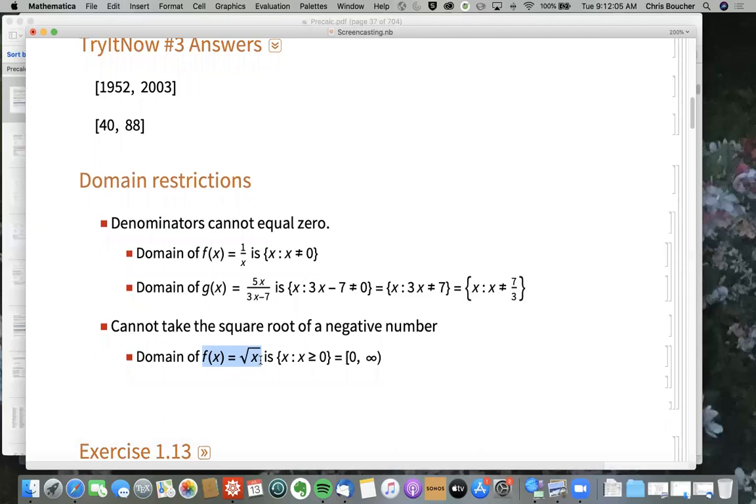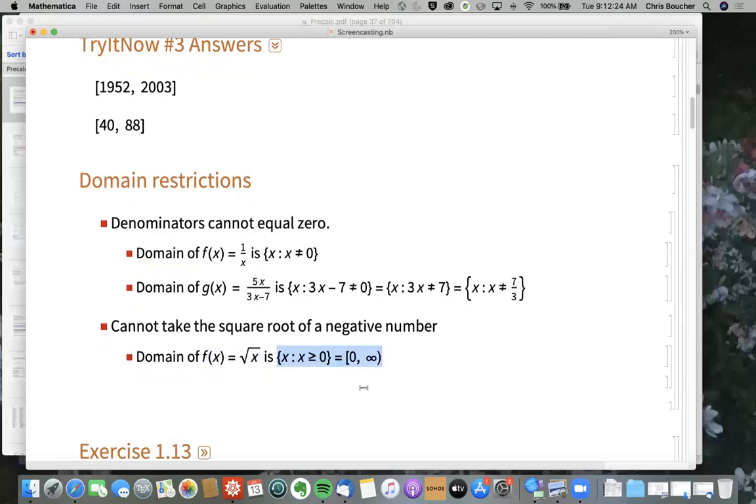The domain of a function like this is the set of all numbers x such that, again, that's the blue part. What's the restriction? Whatever is under the square root has to be greater than or equal to 0. In this case, that's just x. So it's just the set of all x such that x is greater than or equal to 0.